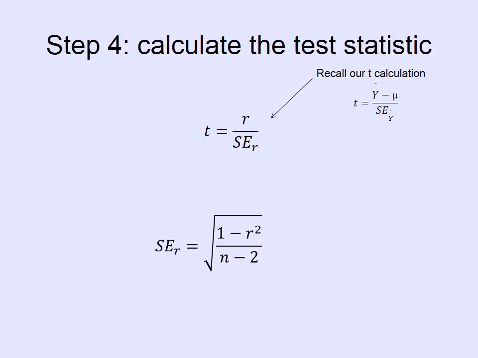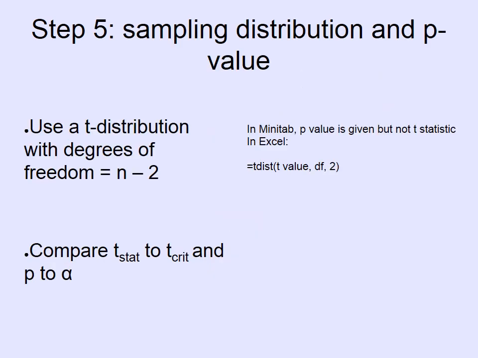There we go. Calculate our test statistic. This should look a little similar, but this time we have r over the standard error of r. And the calculation for standard error of r is below. And then we're going to do just like we've done: we're going to get our test statistic, our t-stat, and compare it to t-critical and our p to alpha.